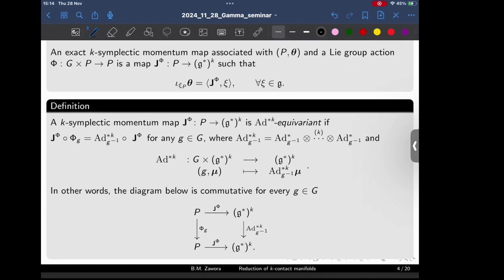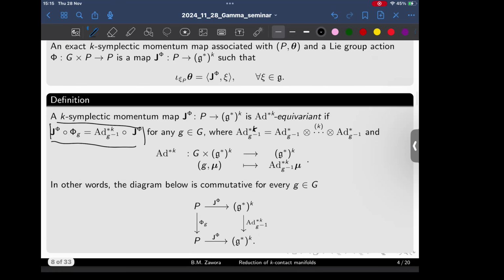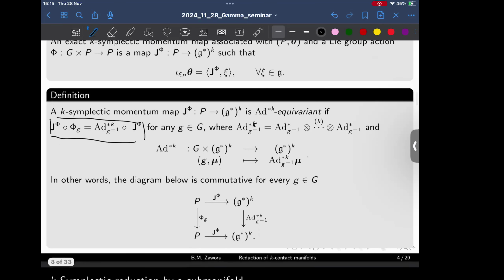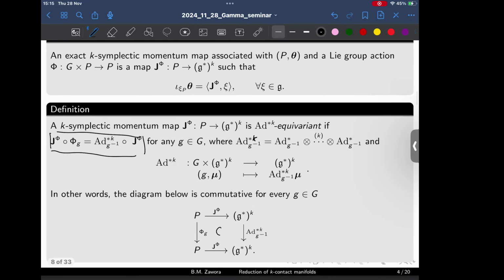The K-symplectic momentum map here, whether standard or exact, is equivariant if this condition holds for every element g in G, where the action on the target is a tensor product of standard adjoint actions. This is the standard definition, and in other words you can express it via this diagram, saying that it is commutative for every element of the Lie group.